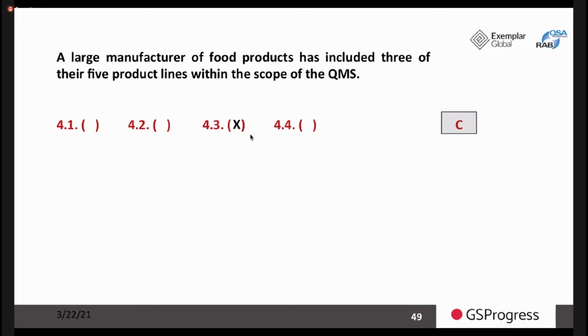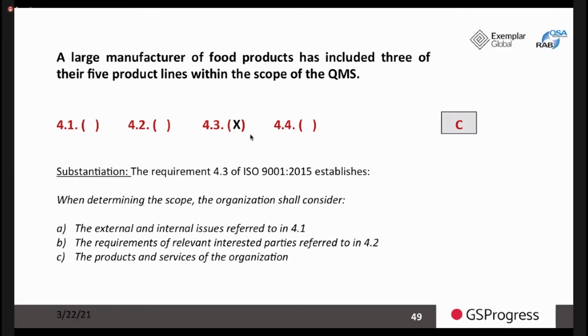Give the next answer. Correct. And then we figure it out. Next click. Here we go. Okay, so what happened? The requirements of 4.3 of ISO 9001:2015 establish this. Okay, Brett, you go ahead and read through this. When determining the scope, the organization shall consider A, the external and internal issues referred to in 4.1, B, the requirements of relevant interested parties referred to in 4.2, and C, the products and services of the organization. Okay, so let's go to the question.